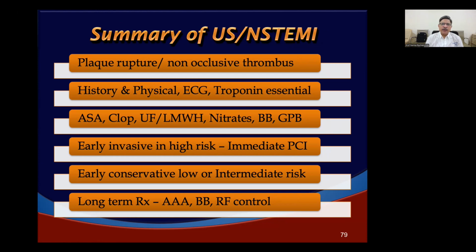History, physical, ECG, enzymes. ASA, clopidogrel, unfractionated heparin, nitrates, beta blocker, GP2B3A inhibitors. Early invasive, high risk, immediate PCI. Conservative, low risk, intermediate risk, conservative can be opted. Long-term treatment, aspirin, ACE inhibitor, and then the A1C control. And then the aspirin, ACE inhibitor, and then the anticoagulant.